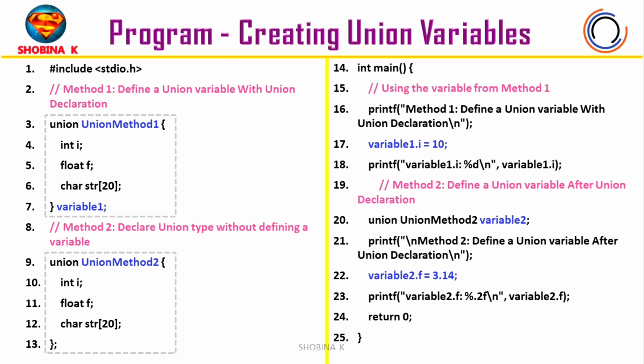In line 17, we assign the value 10 to the member i of the union variable1. In next line, we print the value of variable1.i. In line 20, we declare a variable2 of union type union_method2. This is method 2 where the union type was declared earlier and now the variable is declared separately. Next, we print a header indicating the following output corresponds to method 2 and adds a new line. In line 22, we assign the value 3.14 to the member f of the union variable2. Next, we print the value of variable2.f formatted to 2 decimal places. Return 0 indicates that the program executed successfully.